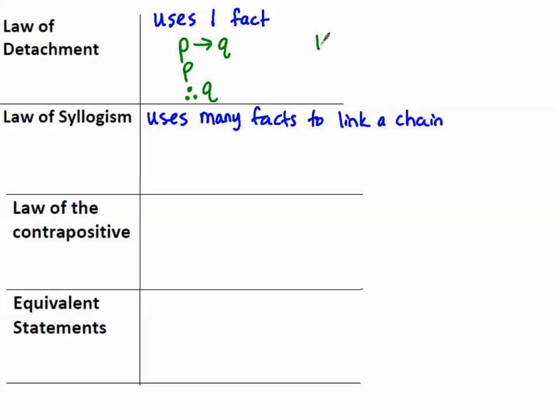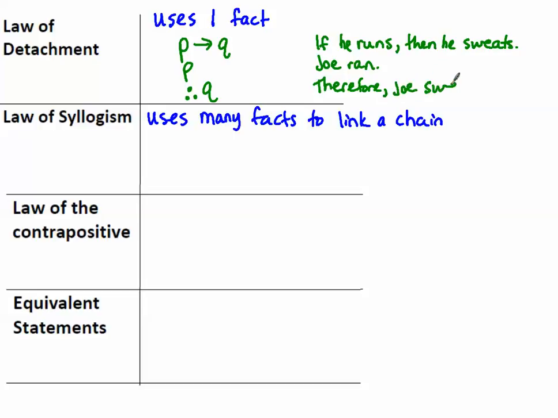In words, that might look like, if he runs, then he sweats. That would be our P then Q. And then we're going to state a fact about somebody running. Joe ran. So how do we conclude? We say, therefore, Joe sweated. Because we're following the fact that if he runs, then he sweats.